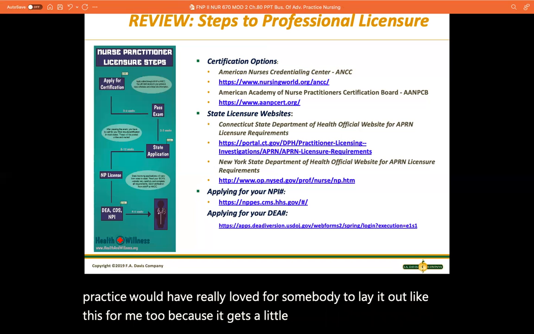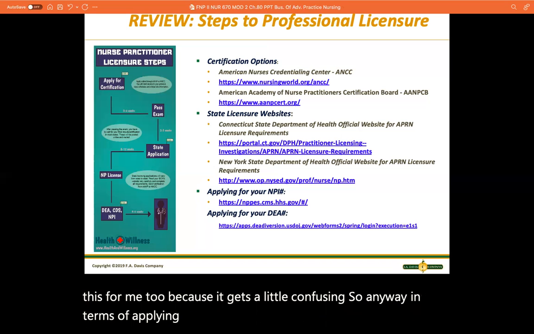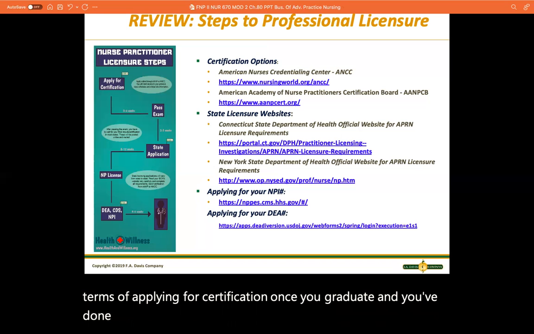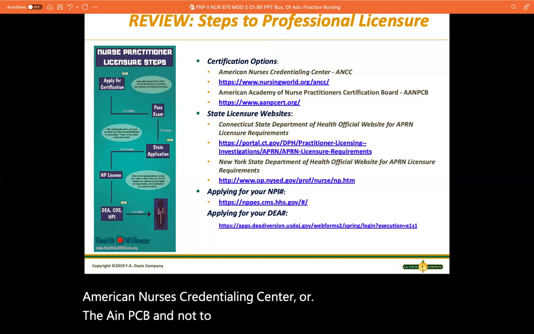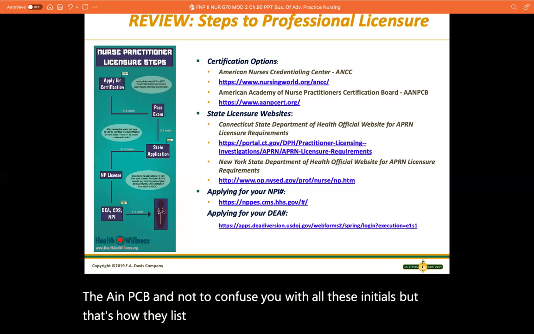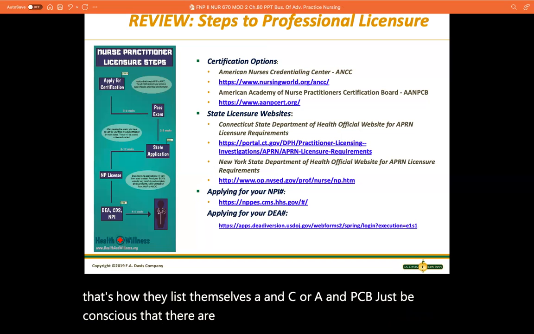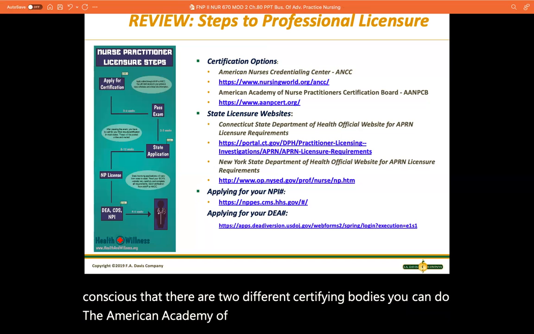So in terms of applying for certification, once you graduate and you've done your clinical hours, you can pick from the ANCC, the American Nurses Credentialing Center, or the AANPCB. Not to confuse you with all these initials, but that's how they list themselves. Just be conscious that there are 2 different certifying bodies. You can do the American Academy of Nurse Practitioners Certification Board, or you can do the ANCC.